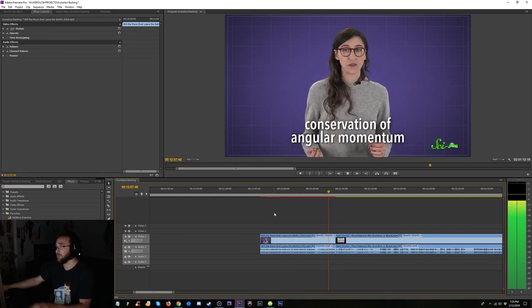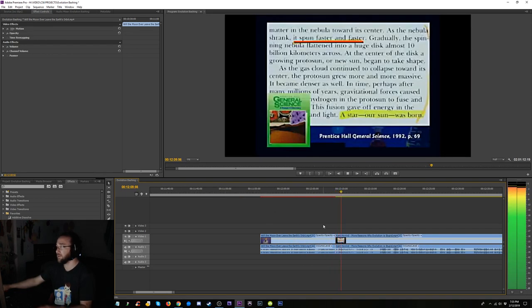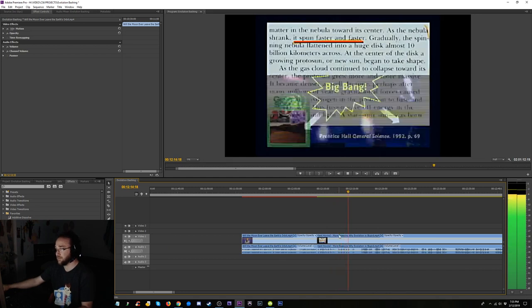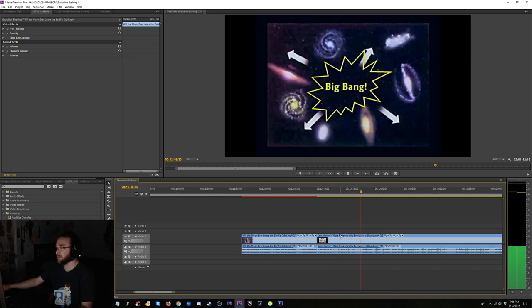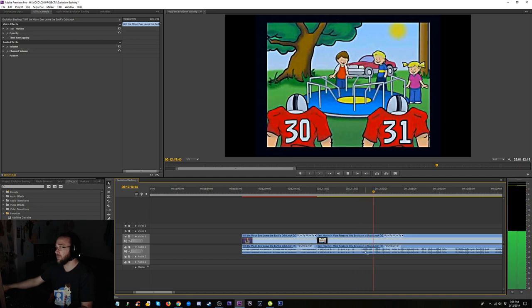Known as the conservation of angular momentum. This little tiny dot was spinning. It spun faster and faster. Yes, boys and girls, and one day it exploded. Big bang. Well, if you take a merry-go-round, put some kids on there, get the merry-go-round.